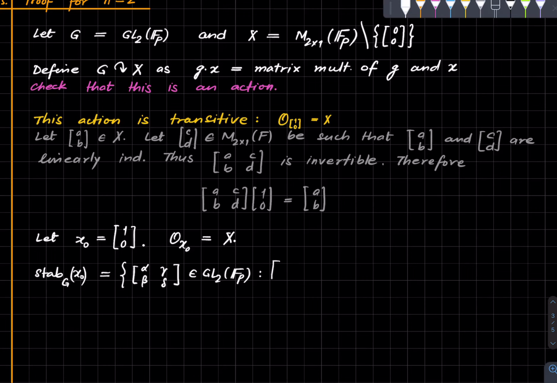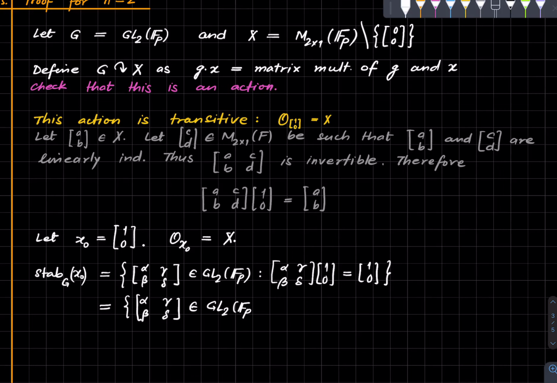such that if you multiply this with (1, 0), you get (1, 0). That's exactly by definition of the stabilizer. So this is nothing but those 2 cross 2 invertible matrices over F_p such that alpha equals 1 and beta equals 0. Because if you multiply this, what you will get is (alpha, beta). So alpha must be equal to 1 and beta must be equal to 0.